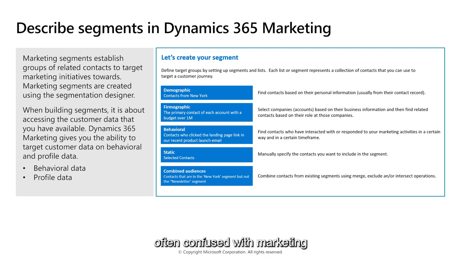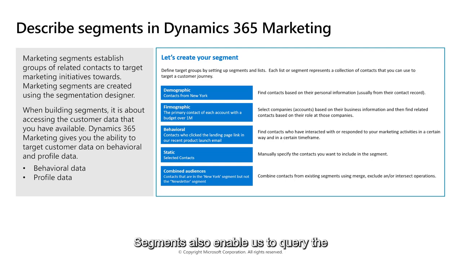As mentioned just before, marketing segments establish groups of related contacts to target marketing initiatives towards. They're created using the segmentation designer. And whilst marketing segments only target contact records, the segment designer allows us to query contacts across multiple related tables, including contacts, leads, accounts, events, marketing lists, and more. For example, we could create a segment that only includes contacts from accounts that are in a specific industry, such as the manufacturing industry. We might also want to create a segment for contacts that participated in a specific event.